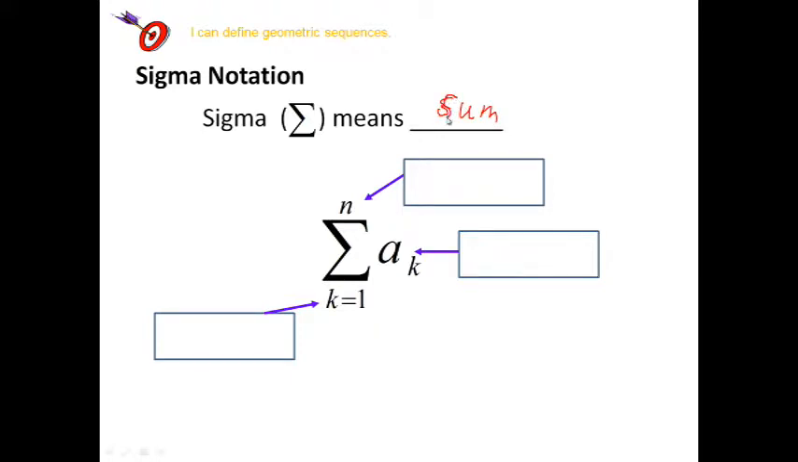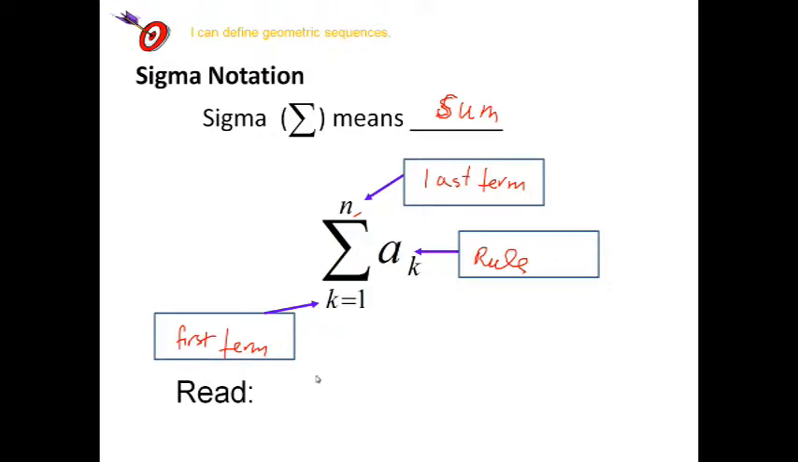You can read this. My writing hasn't gotten any better. So here we have the sum of our rule here, the sum of a sub k. This is our rule for k equals 1, which is the first term, to k equals n, which is the last term. Now you don't always have to start at 1, you can start at other numbers as well, but these are usually the counting numbers, 1 to some number.